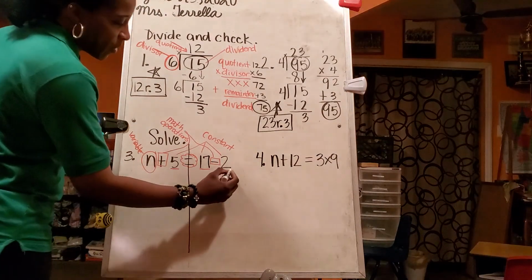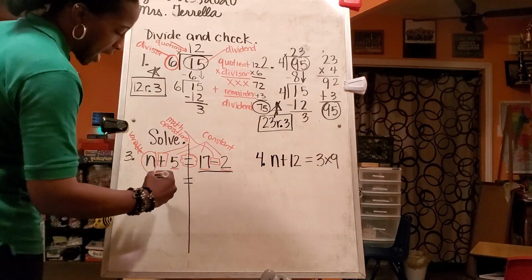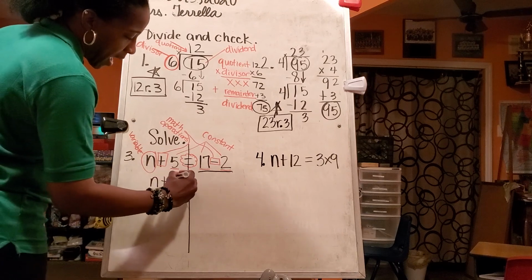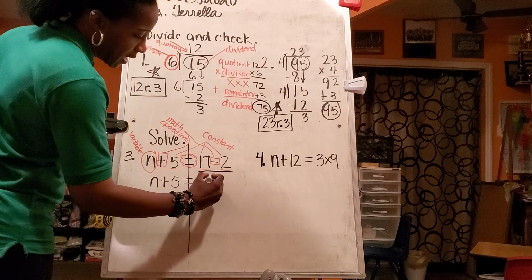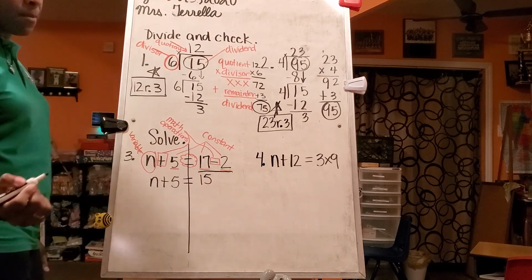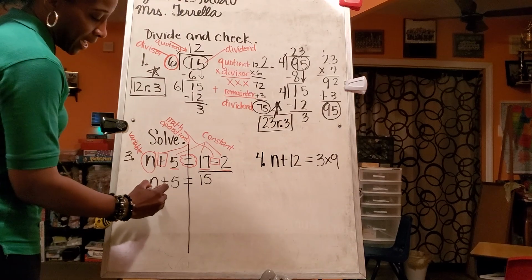So it looks like we can clean this up over here. I'm going to bring down my equal sign. I'm going to bring down 9 plus 5. 17 minus 2 is 15. Remember, your objective is to get your variable by itself. So I have to get n by itself.